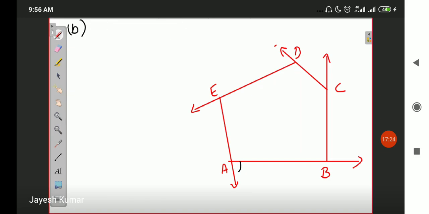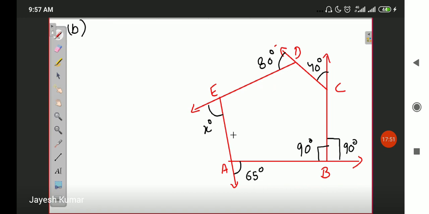Angle A is 65 degrees. For B, there is no angle mentioned, but this sort of thing we already know, it is a 90 degree angle. That means its adjacent angle should also be equal to 90 degrees. This angle here is 40 degrees. The external angle at point D is 80 degrees, and the external angle at point E is X.